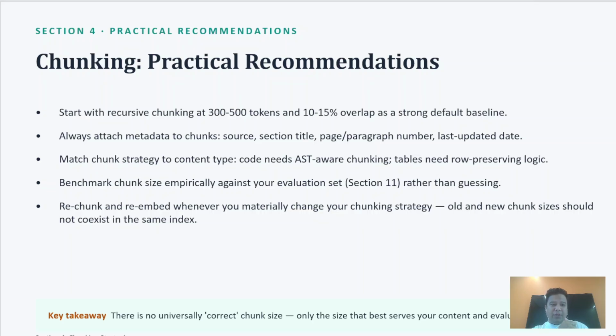Okay, so some of the things that you need to keep in mind in terms of practical recommendations: start with recursive chunking at around 300 to 500 tokens, and 10 to 15% overlap as a strong default baseline. Always attach metadata to chunks, like source, section title, paragraph, page numbers, last updated date. Those are important when you are building up the chunks.